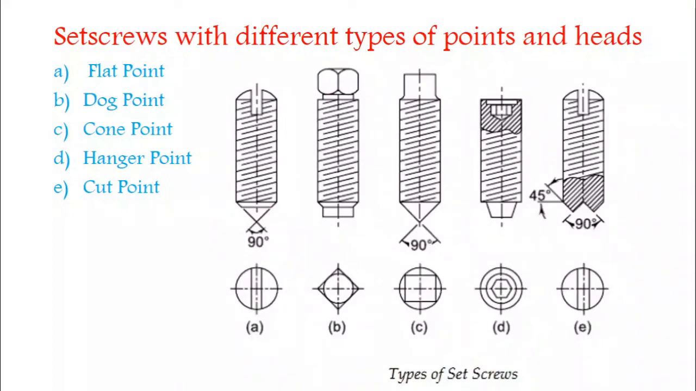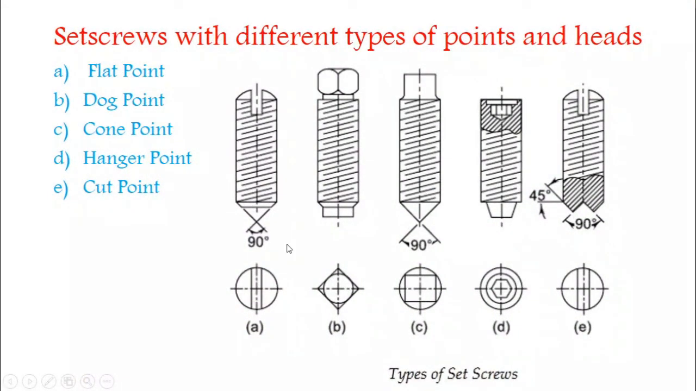And fourth one is the hanger point. The hanger point has a small taper. It is used when the lateral force is large. The hanger point ensures good location of the part.